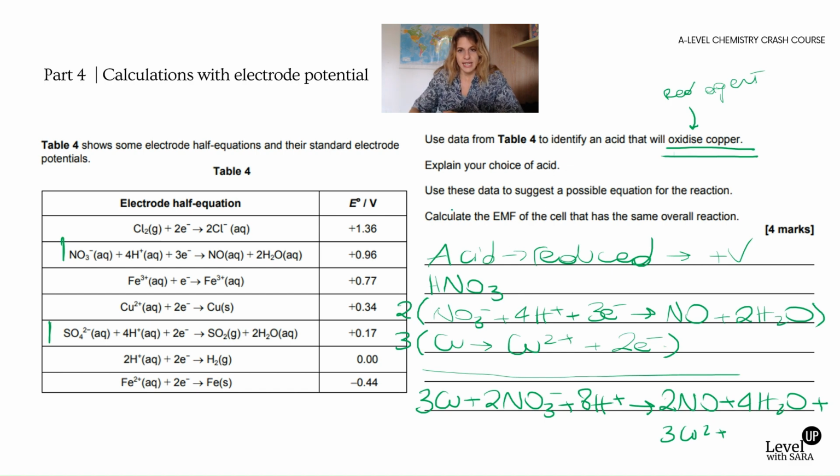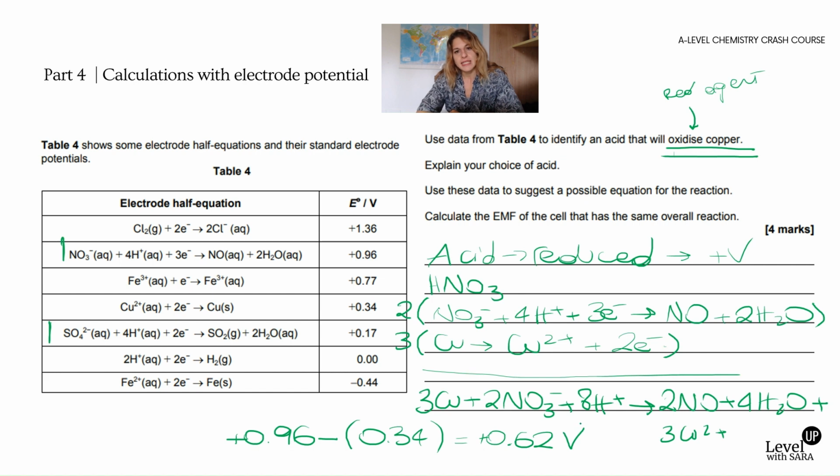Can you find the EMF? Yes, because we know that the one that stays the same is the one reduced. Remember that the balancing doesn't change the potential, not like enthalpy calculations. And the copper is the one that will change sign because it is the least positive, the one oxidized. So this will give us 0.62 volts, and this is your solution.